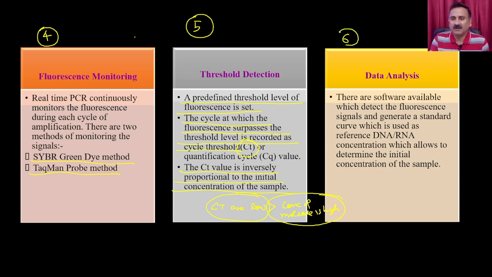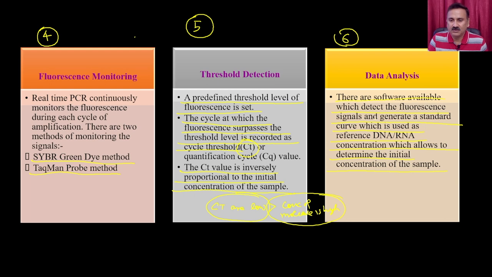Then you also have the sixth step, that is the data analysis. So, there is software available which detects the fluorescent signal and generates a standard curve, which is used as a reference DNA or RNA concentration, which allows you to determine the initial concentration of the sample. Now, once you are done with all these, you are going to get the fluorescence data. The pattern of how the fluorescent signal is moving, and then you will be able to do the data analysis.